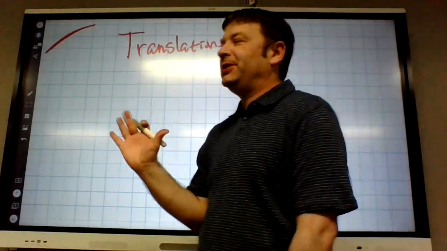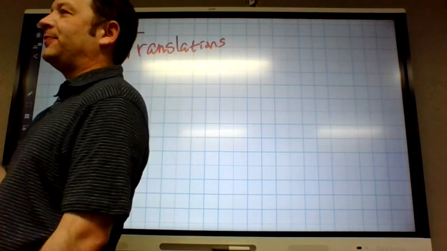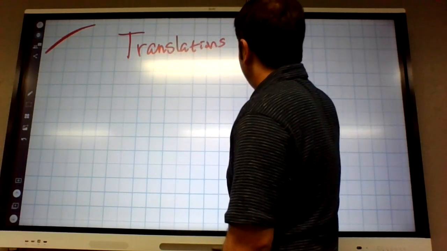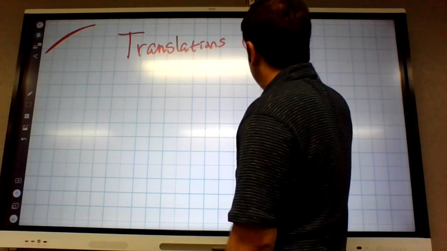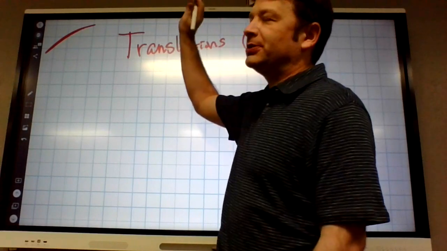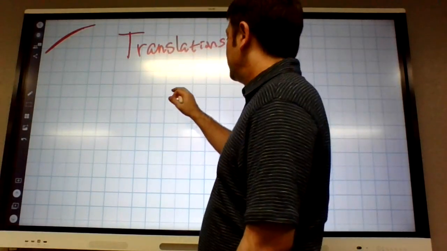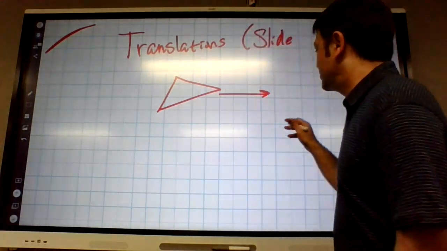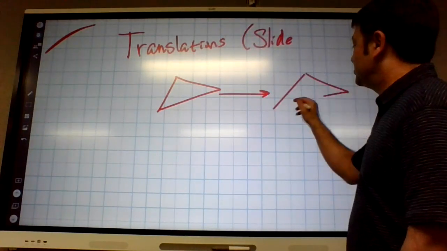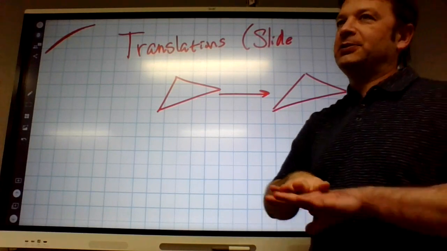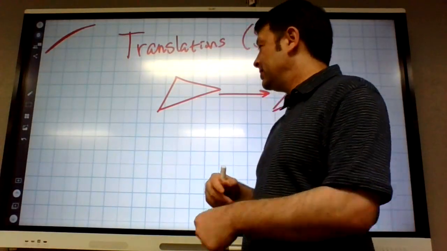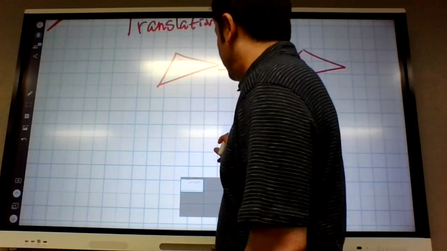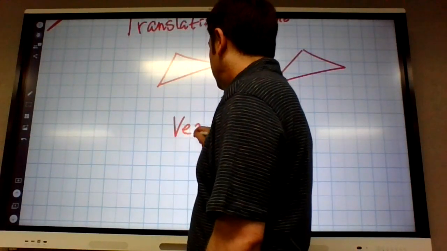So reflection, the normal word for that was a flip, right? Translation, the normal word is a slide. So it's kind of basic. A slide would be like, here's the triangle, then we move it this direction, and here's the new triangle. Okay, that's a translation. It just moves over. So it's really basic. But something that's a little bit new is we're going to talk about vectors today to go with this.